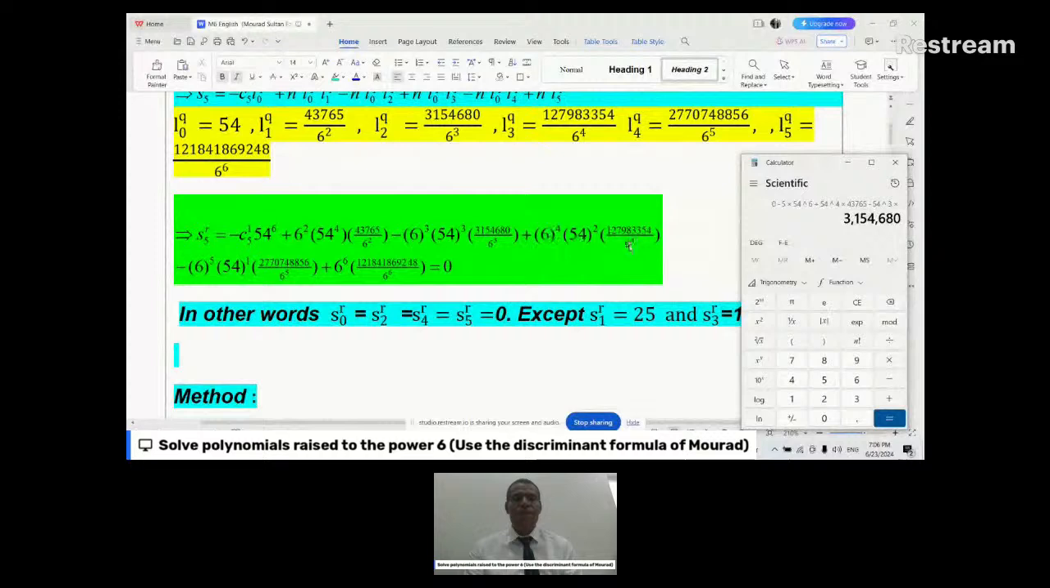Then plus 6 raised to the power 4 divided by 6 raised to the power 4. No need to write it. Just write plus 54 squared. Plus, learners, the square of 54, times, learners, what? Times L3. L3 is 127,983,354, which is this. 127,983, yes. Therefore, I'll just multiply, Mr. Murad. Why doesn't that multiply by? We told 100.